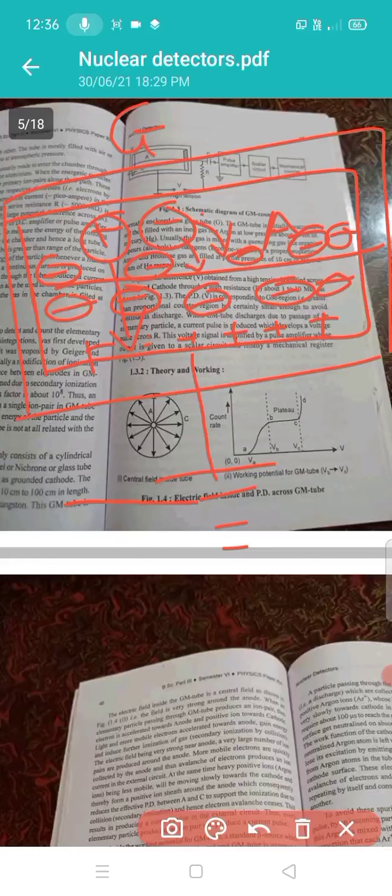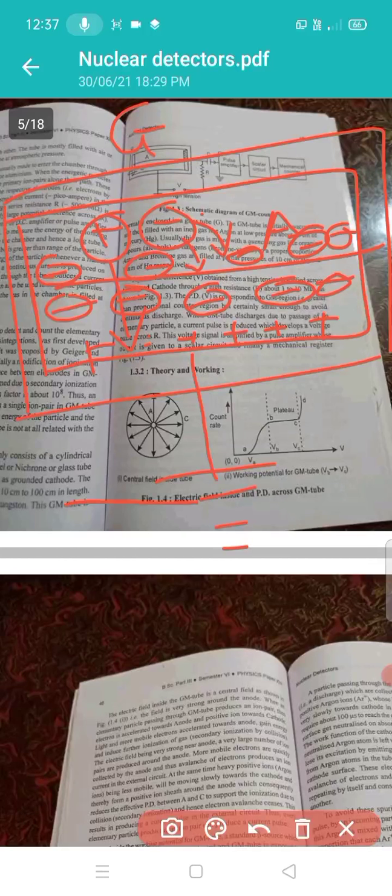This results in producing a current pulse in the external circuit. Thus, every elementary particle producing an ion pair can produce a current pulse.